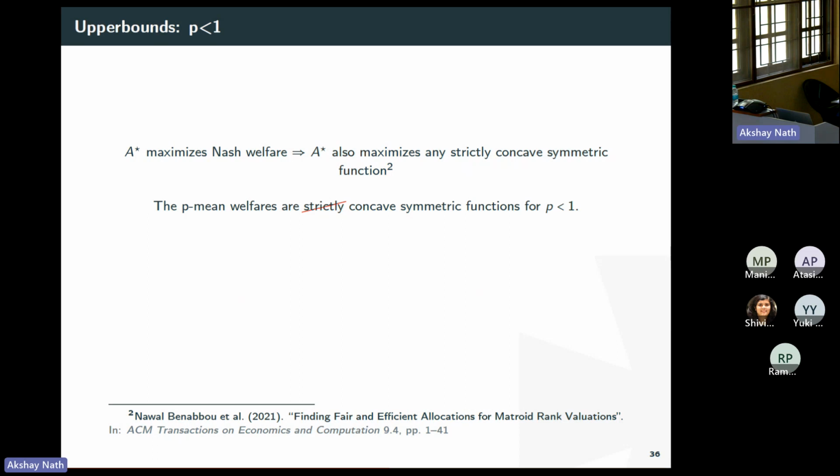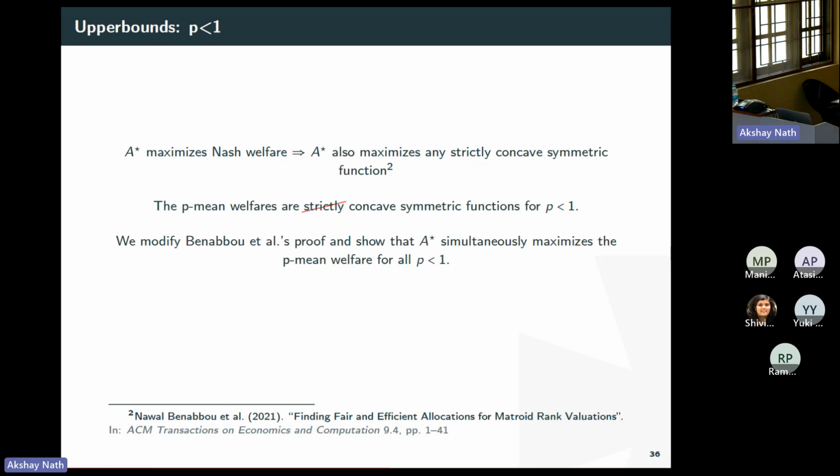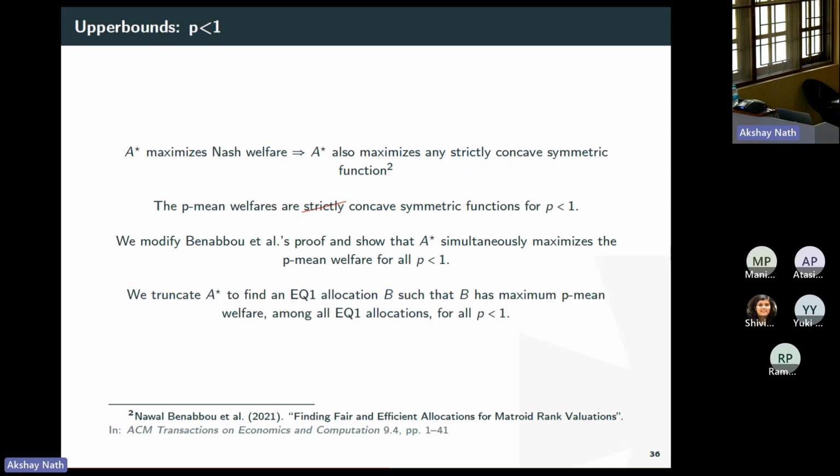So we can't really use the statement directly to start with a Nash welfare allocation and say that it does that. But what we can do is modify the proof of this statement and show that A star, the Nash optimal allocation, also maximizes the P-mean welfare for all P less than 1. So there is this one unique allocation that does our job, and we get the numerator of our price from this.